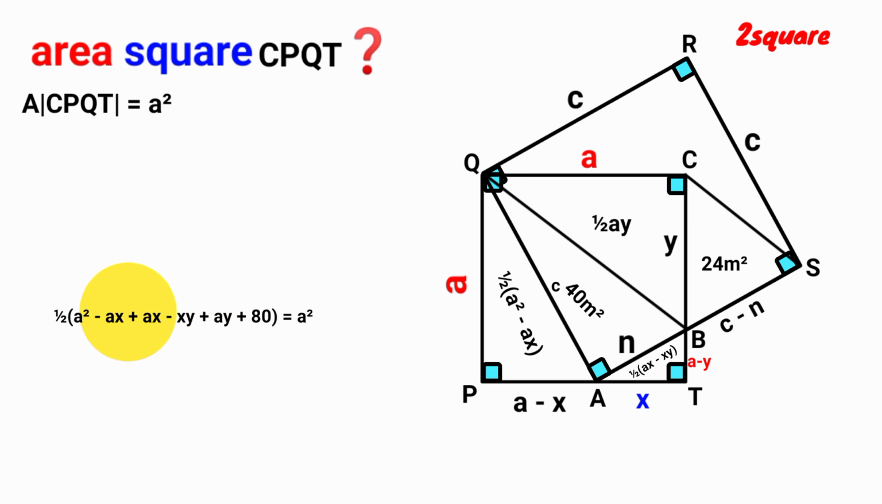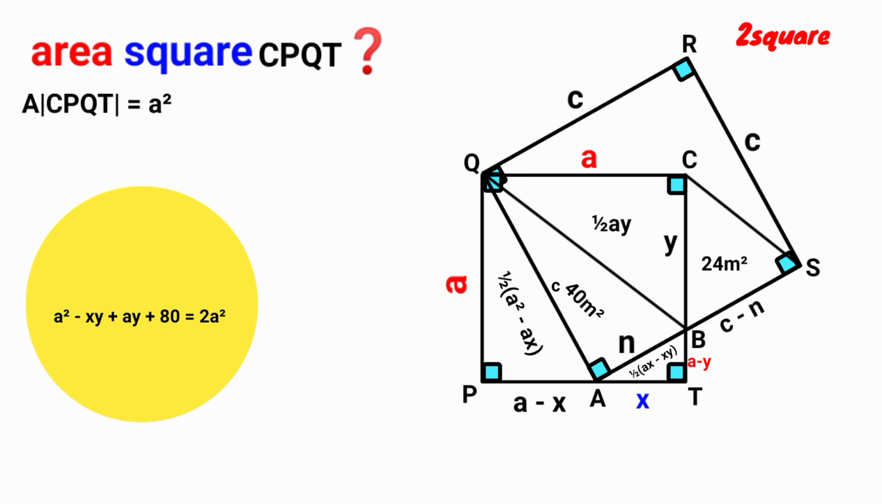Here minus ax plus ax is 0. So it is 1/2 into bracket a squared minus xy plus ay plus 80, which is equal to a squared. Multiply both sides by 2. Here, this 1/2 multiplied by this 2 is 1, while here a squared times 2 is 2a squared. So a squared minus xy plus ay plus 80 equals 2a squared.